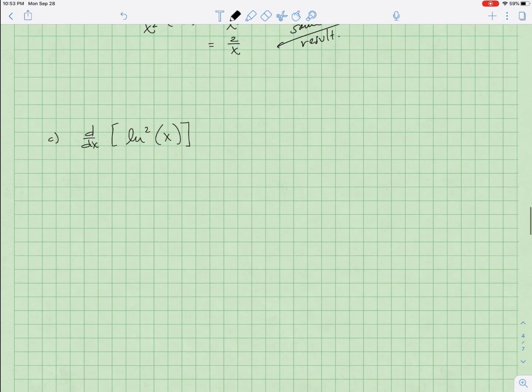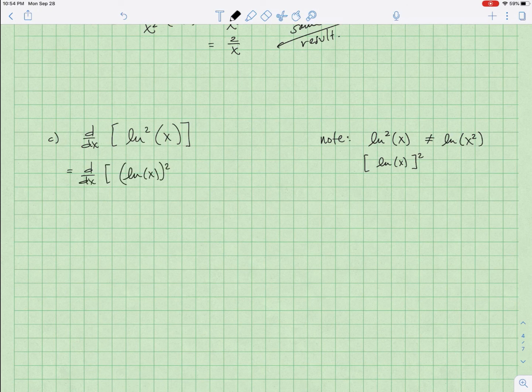Now, for C here, we have to be really careful. First of all, we can't noob out. We need to note that the natural log squared of x is not the same thing as the natural log of x squared. We cannot use a power rule. Well, we can use a power rule, but not the logarithmic power rule. This is the natural log of x quantity squared. So you need to be careful with this notation and make sure you rewrite it in a way that is comfortable for you. That is to say, this is the derivative with respect to x of the natural log of x quantity squared.